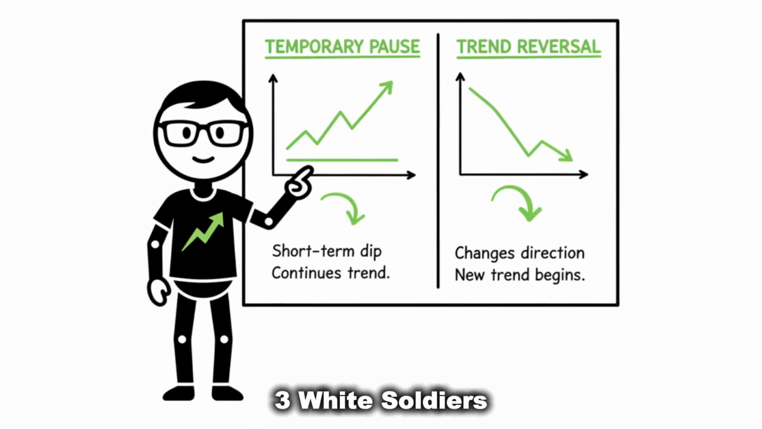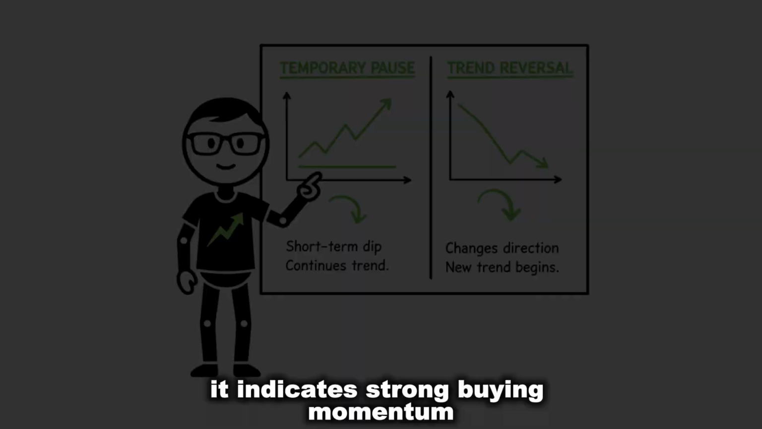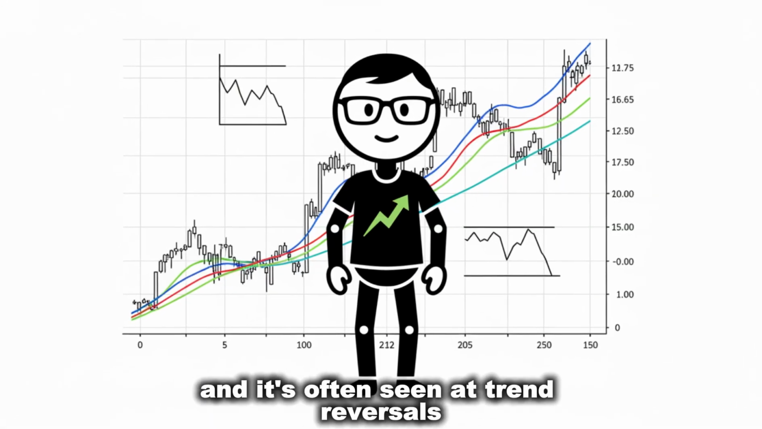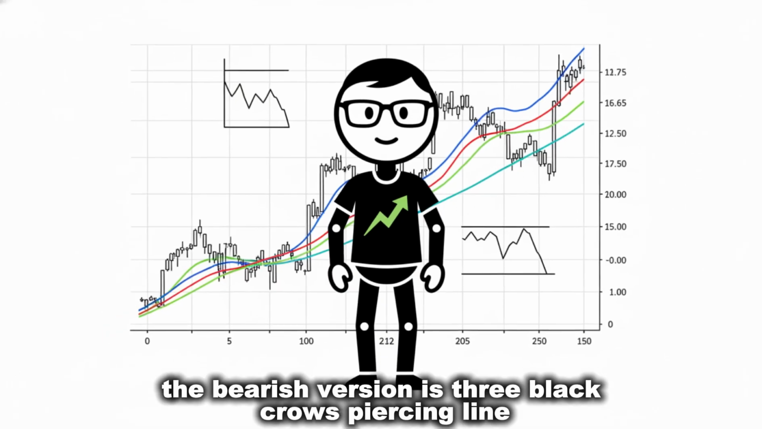3 white soldiers, 3 consecutive long bullish candles with small wicks. It indicates strong buying momentum, and it's often seen at trend reversals or as trend continuation. The bearish version is 3 black crows.